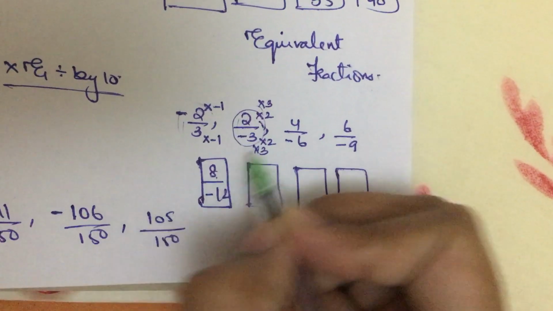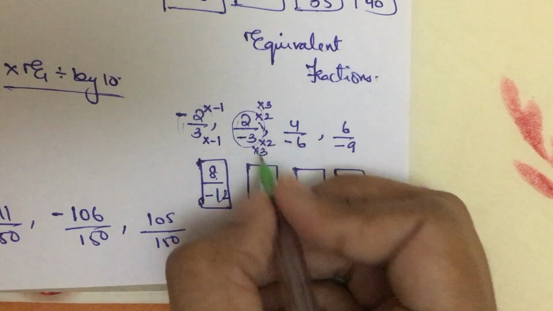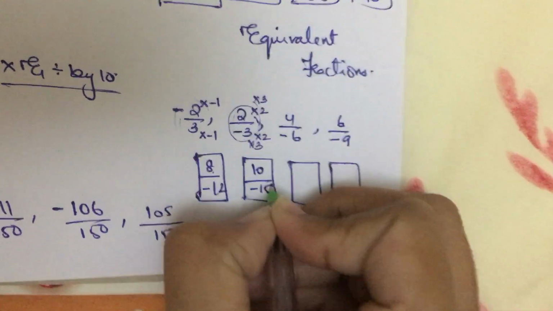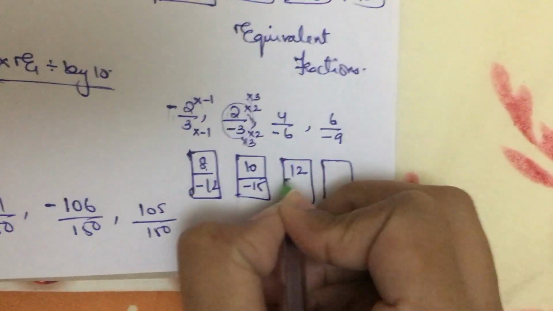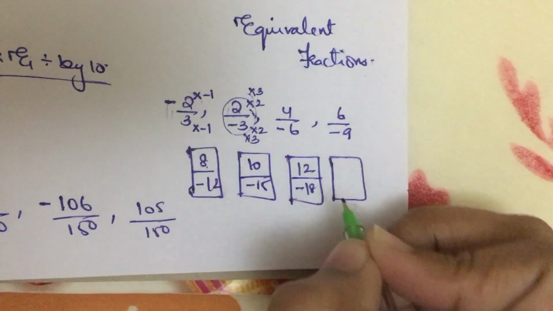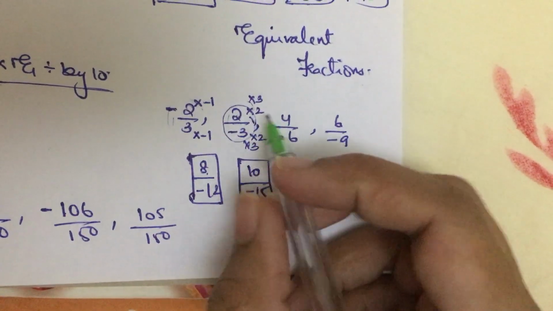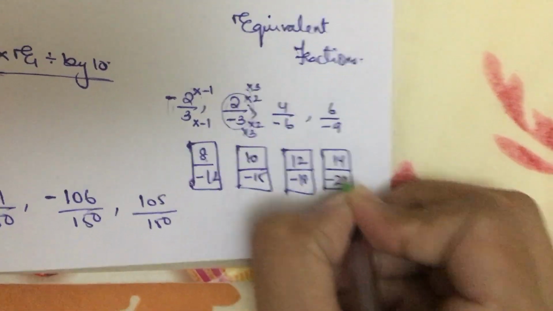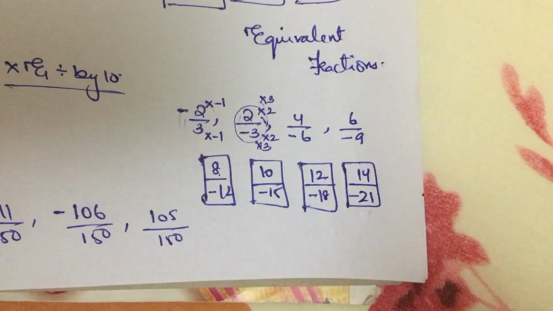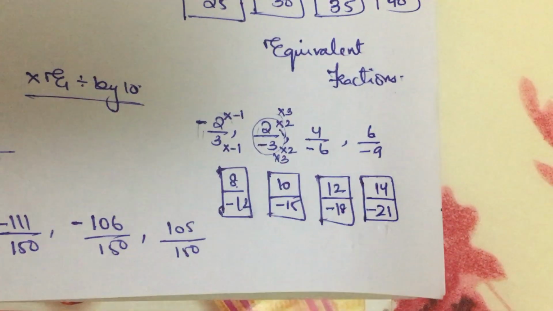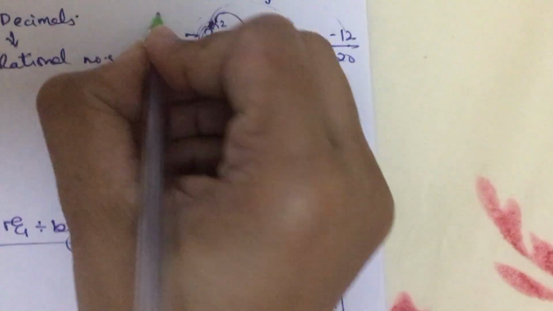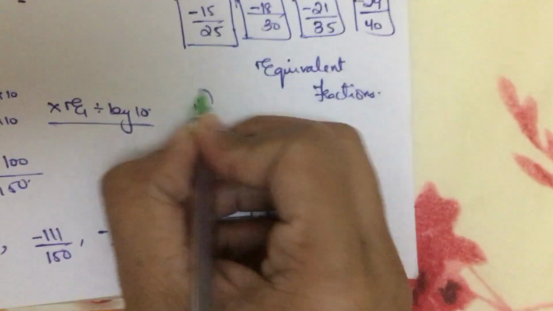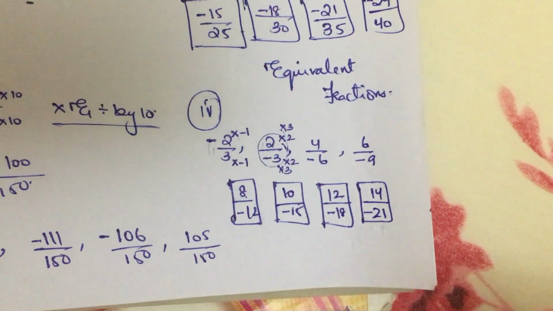Again, now 4 is done. 5 I have to multiply in the numerator and denominator: 10 and minus 15. 6 I have to multiply: 2 sixes are 12, 3 sixes are 18, minus 18. Okay. Then 7 we have to multiply: 2 sevens are 14, 3 sevens are minus 21. This is how we are writing these particular terms, the next terms of this. This was the first question, and this is the fourth question of this particular series. Okay.